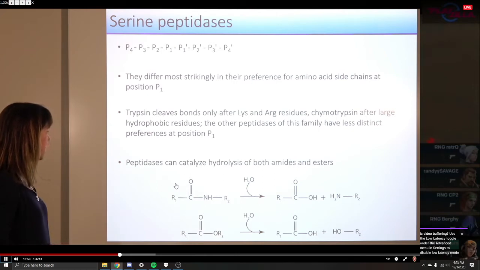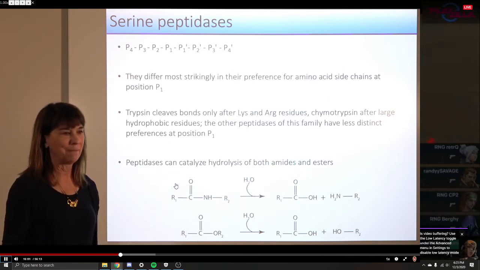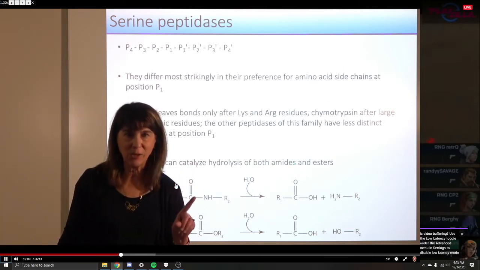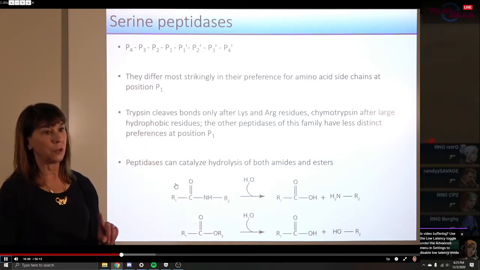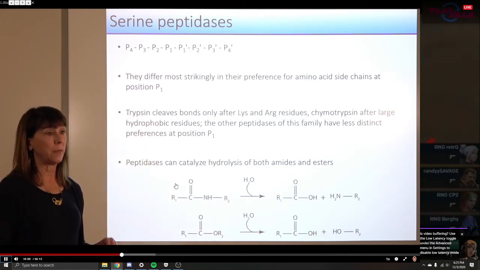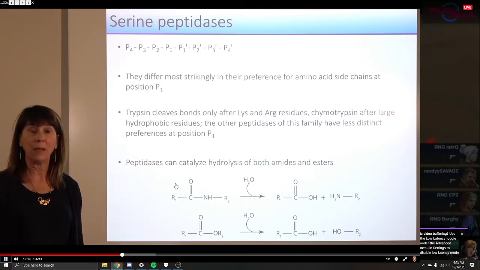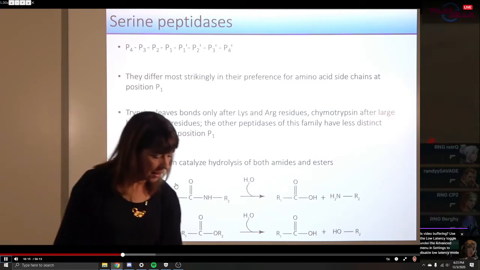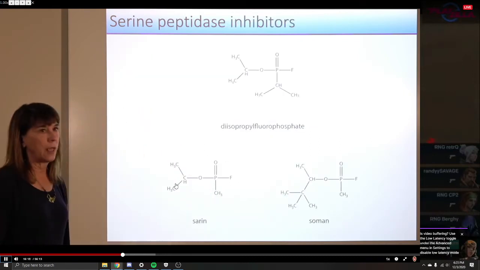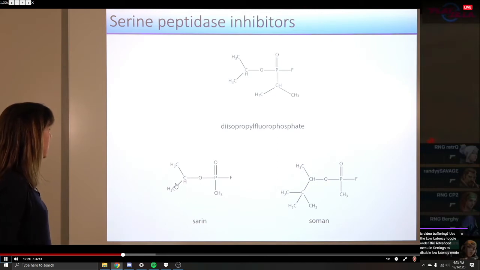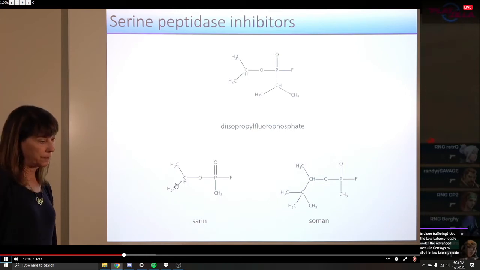Now this is important because this is something they don't teach you: we know that the peptidases can hydrolyze amide bonds, peptide bonds, but they can also hydrolyze ester bonds. And so if you're in a drug company and you're trying to design something to inhibit a peptidase, and you put an ester bond in there, guess what's going to happen? It will hydrolyze it. Now these are some of the inhibitors that inhibit serine peptidases. There's diisopropylfluorophosphate right here. We know about that one. And as I said, sarin and soman as well.